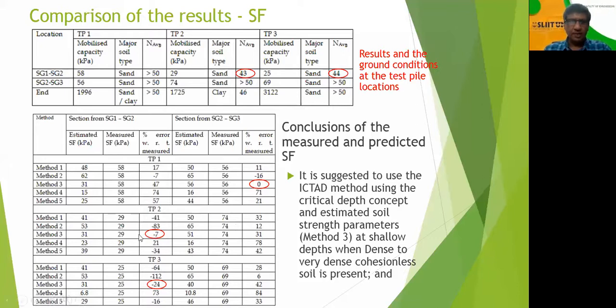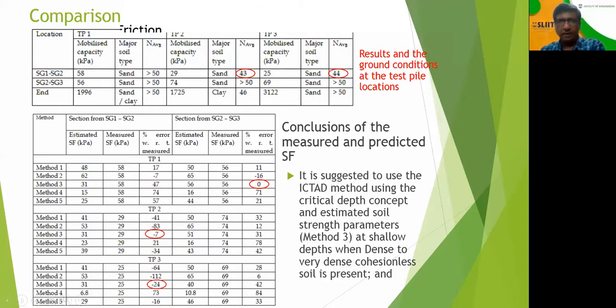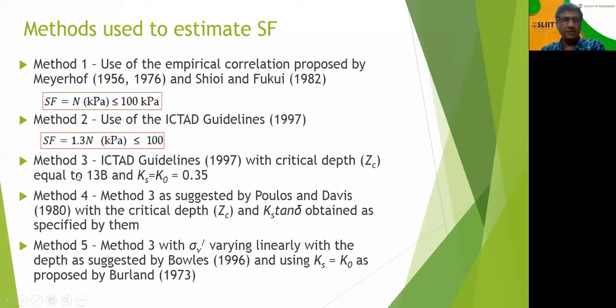So you can see that method 3, that is basically the ICTAD method, using the critical depth concept and estimated soil strength parameters. So that is method 3. So if I go back to method 3 here, the skin friction determination.